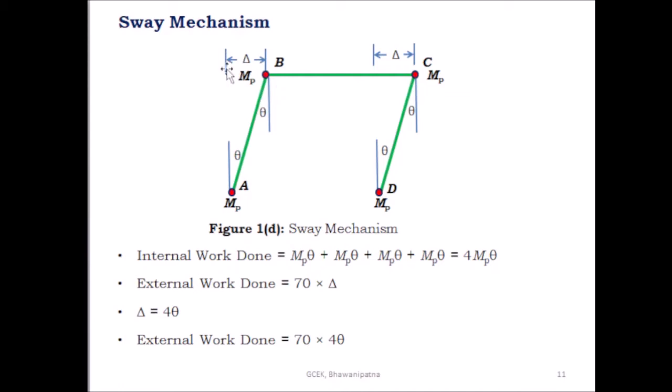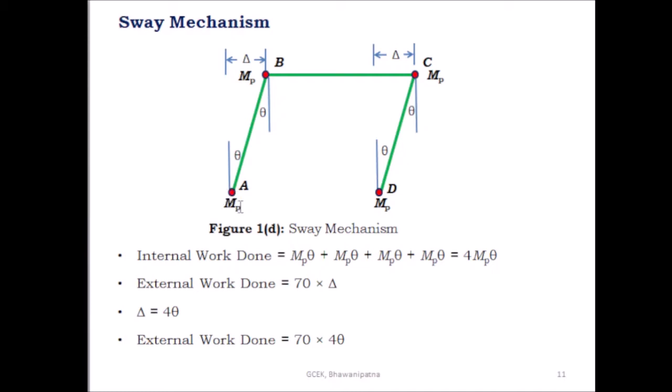And this is the virtual displacement at B. The same virtual displacement takes place at the point C. And this is the rotation at A. Similarly, the rotation at B is also the same, equal to theta. Similarly, at D the rotation is theta, and at C also the rotation is theta.